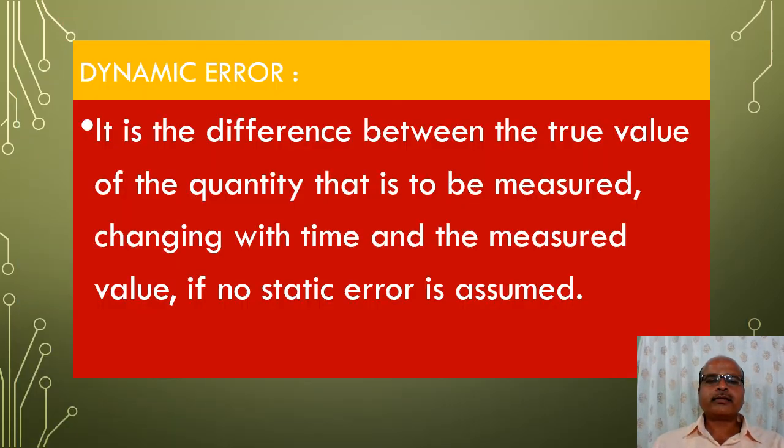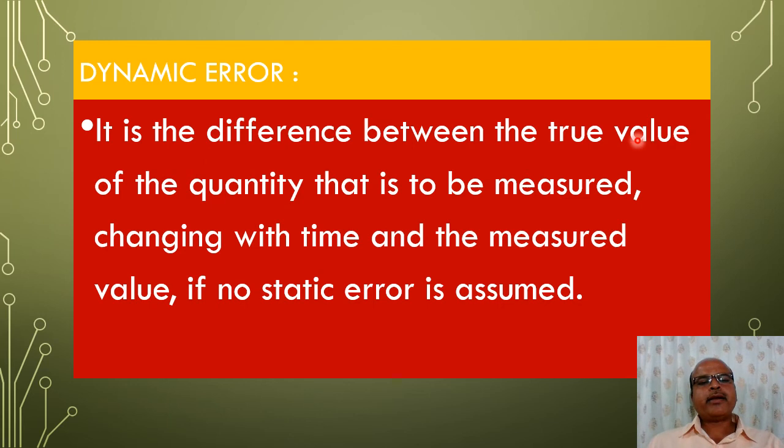Then the next parameter, dynamic error. So what is dynamic error? It is the difference between the true value of the quantity that is to be measured, changing with time, and the measured value, if no static error is assumed. Meaning in some equipment standard values are represented but the equipment is showing another value. It is the difference between the true value of the quantity to be measured changing with time and the measured value if no static error is assumed, and is called dynamic error.